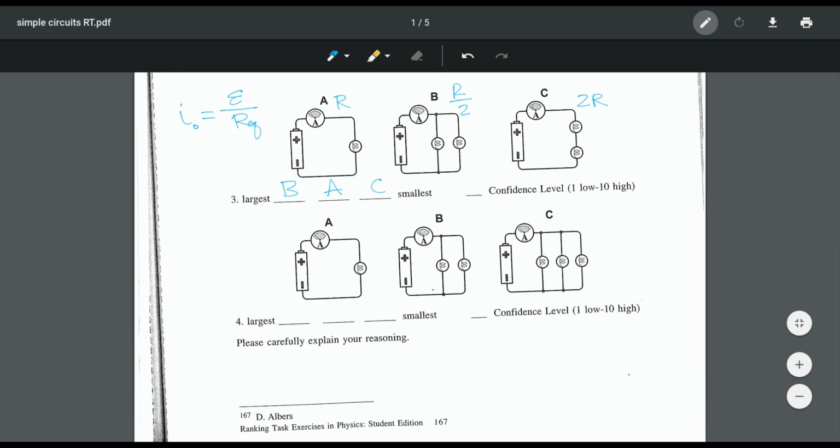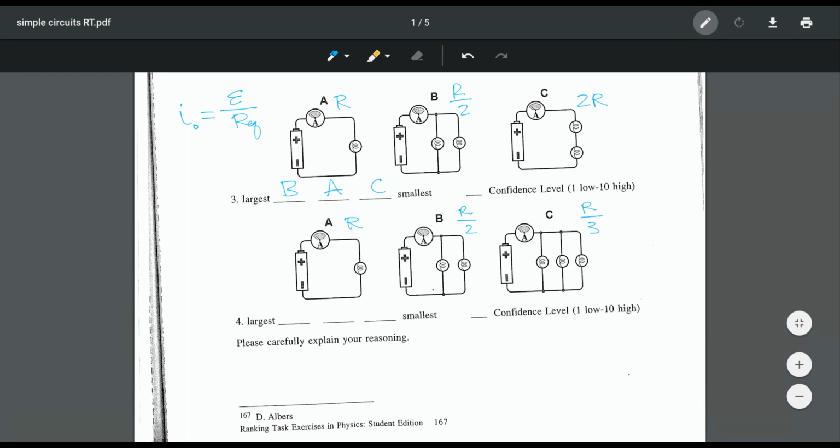And in the last exercise here, number 4, same thing. They're just wanting to put a little extra emphasis on parallel wiring here, I think. So equivalent resistance for the first one is R, the second one is R over 2, the third one is R over 3.